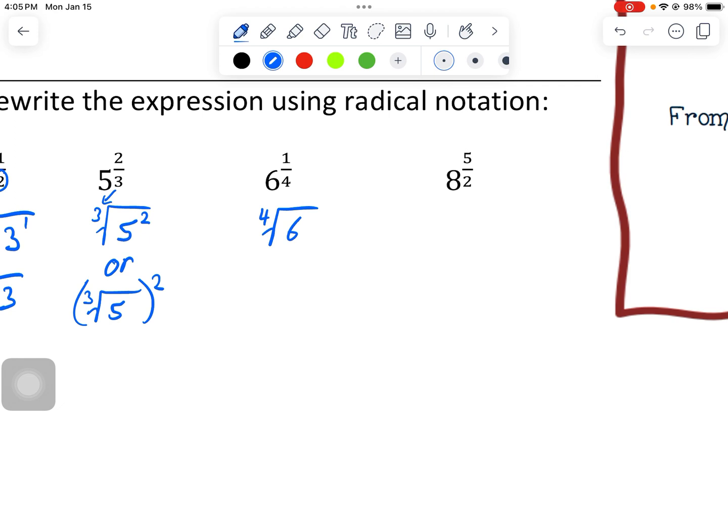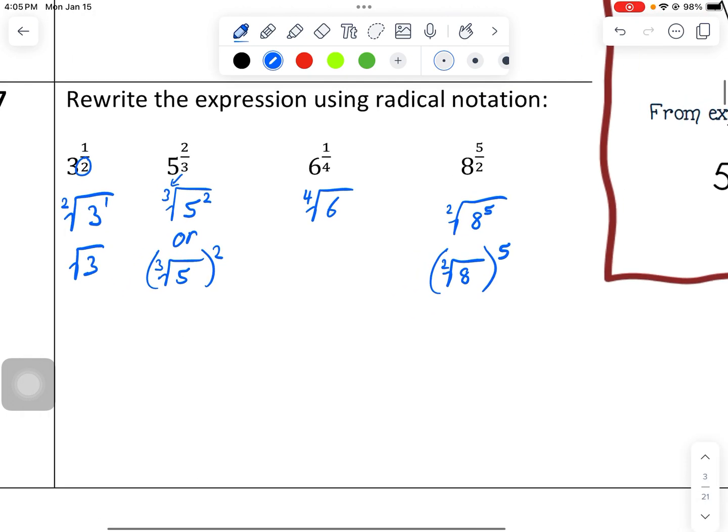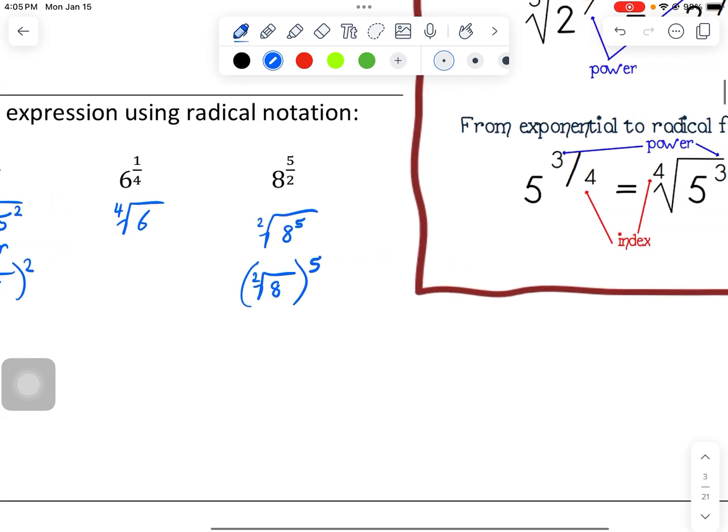And then this one would be the square root. If you want to put the 2 there, that's fine. Of 8 to the 5th, or I'm going to rewrite this one as the square root of 8 to the 5th. Either of those is good. You can do either or.